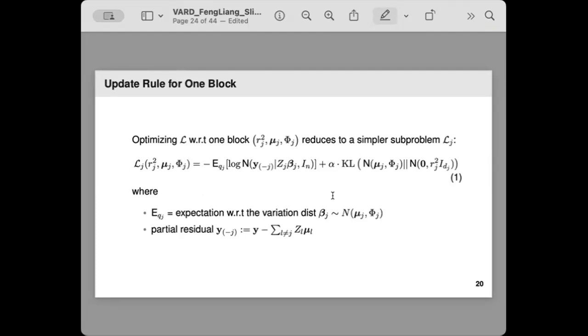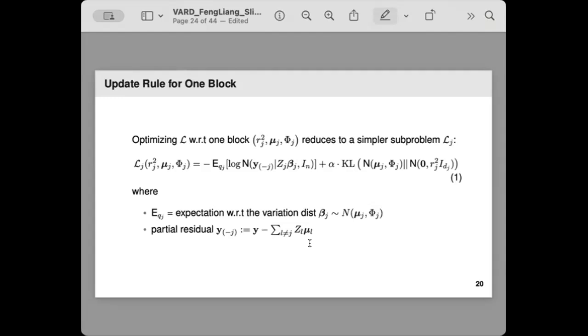We want to point out that in the log likelihood, we are not working with the original response vector y, but instead we work with the partial residual. That basically represents the portion of y that hasn't been explained by other components. When we evaluate the contribution of the other components, we estimate the unknown beta j by the variational mean mu.